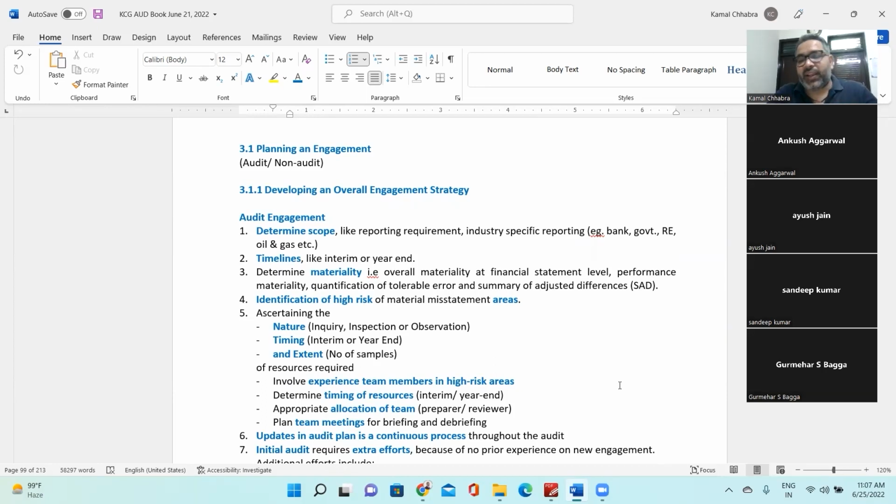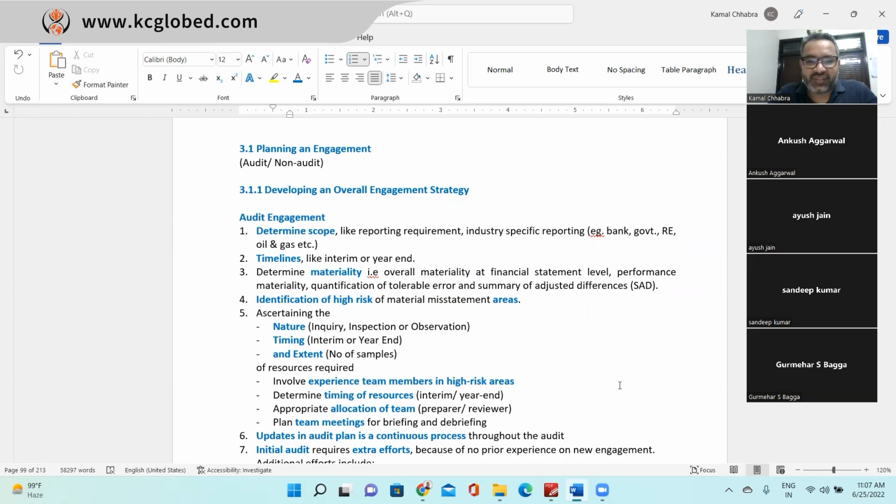So engagement can be an audit engagement or a non-audit engagement, right? So what is non-audit engagement? Review, compilation, preparation, attestation, right? And audit can be for the issuers or it can be for the non-issuers.